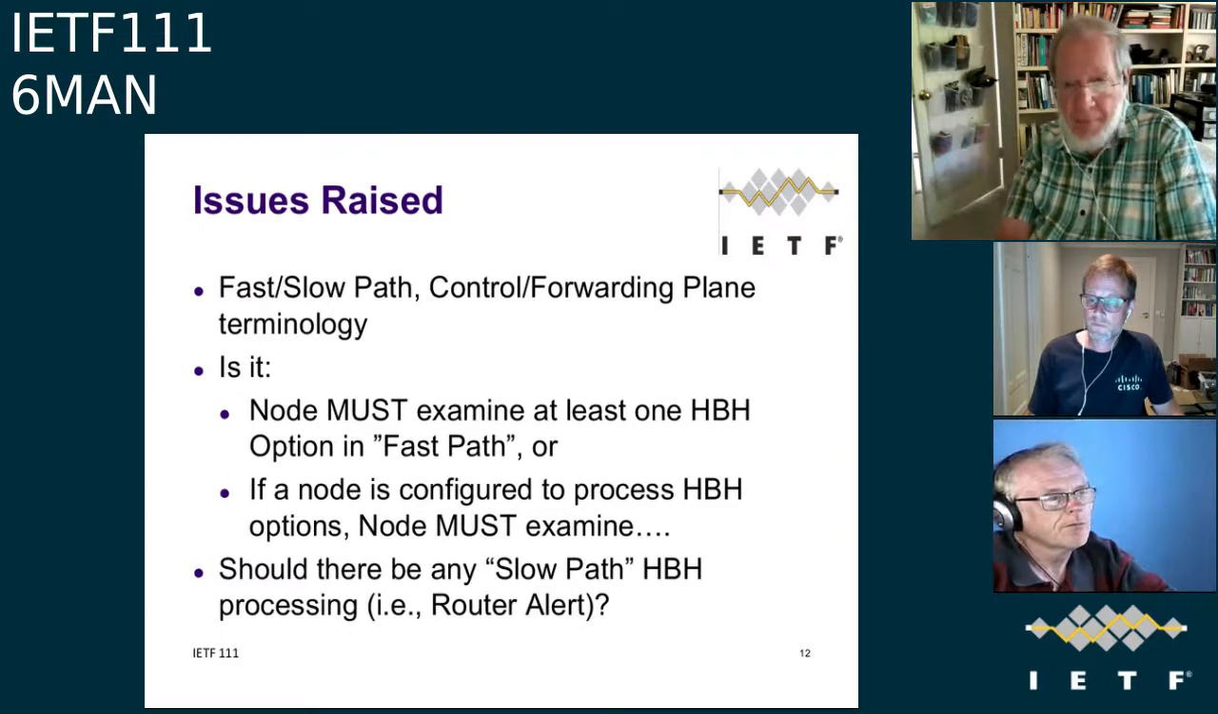Then one big issue I think that was raised, and caused there to be a lot of comments, because the document is not completely clear: is it the node must examine at least one hop-by-hop option in the fast path, or is it if a node is configured to process hop-by-hop options, the node must examine at least one option in the fast path? We could take comments on that now or later, or I can probably argue both ways.